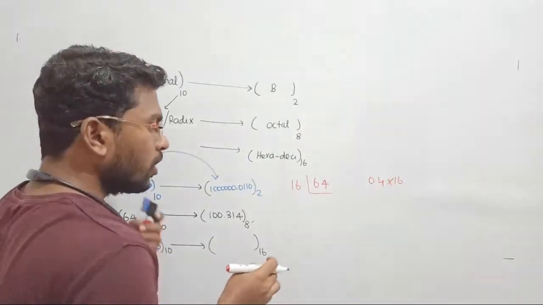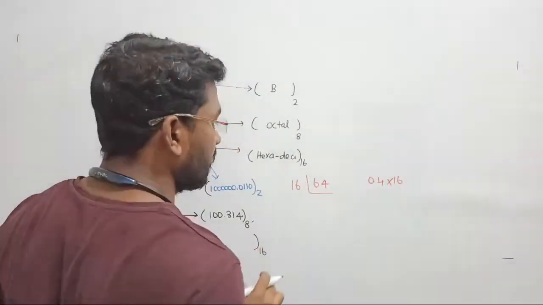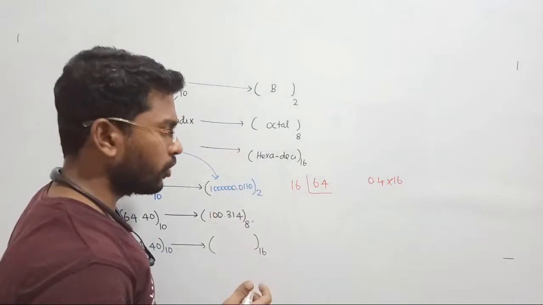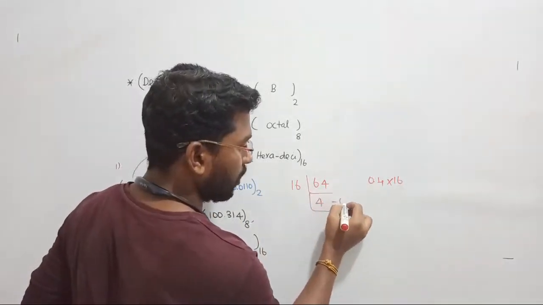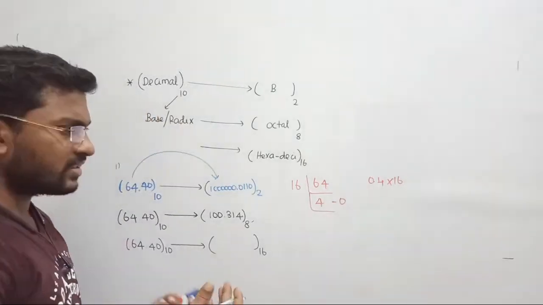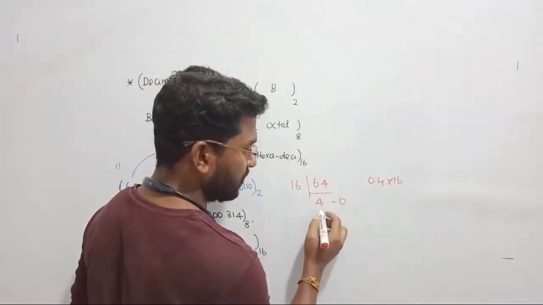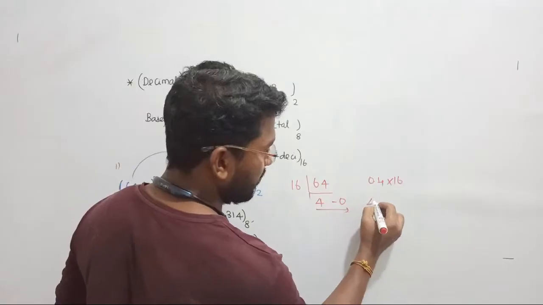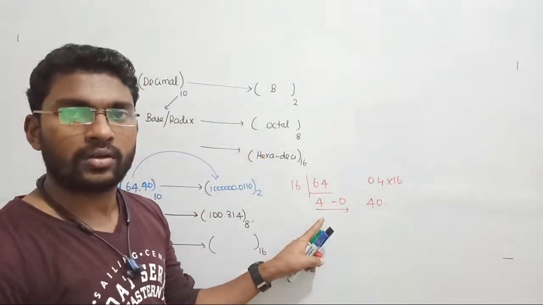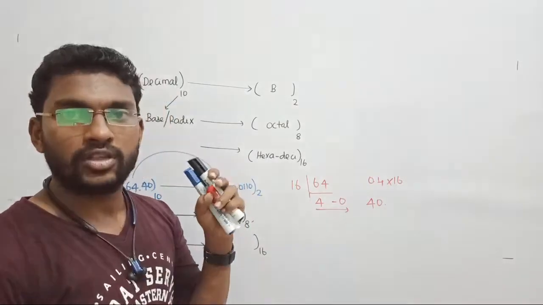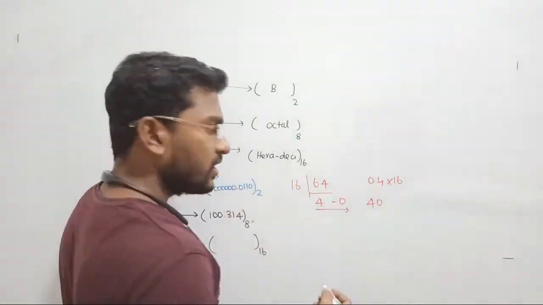Yes. Now, how many 16s are there in 64? I have 4. Do you agree? 4 times 16 will give you 64. Remainder will be 0. Just start with this. You cannot go beyond this, that's all right. Start from the bottom, so its equivalent value will be 40. After that, you cannot divide further, so you have to start with this. So the next thing is this is 40.